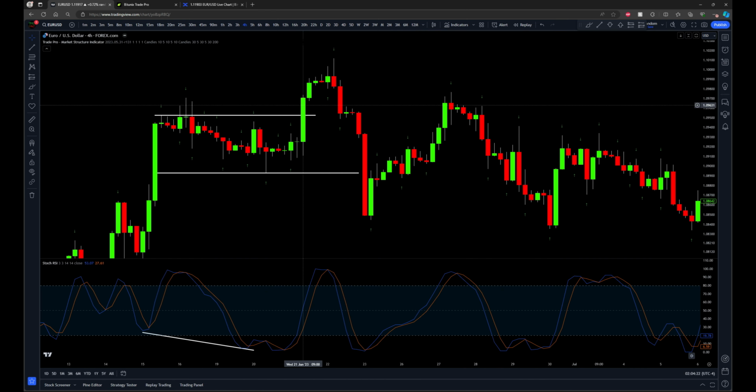And so this time when we break up, we get started on our pullback, right? And we'd be looking on this pullback, okay, do we have any sort of entry trigger? We're looking for that divergence. We're looking for a reset. We're looking for a swing failure pattern, which I covered more in one of my more recent videos about entry triggers. And then we break down.